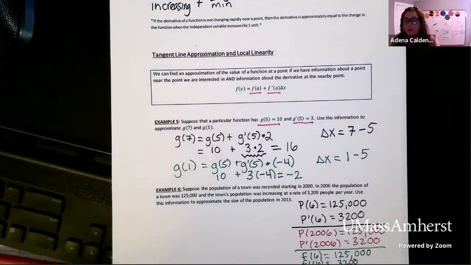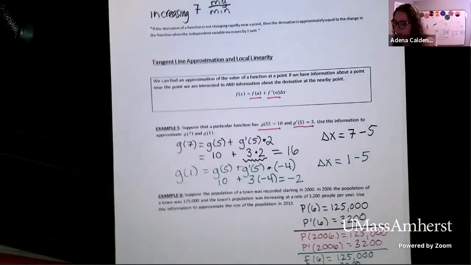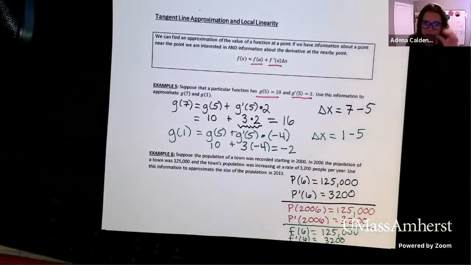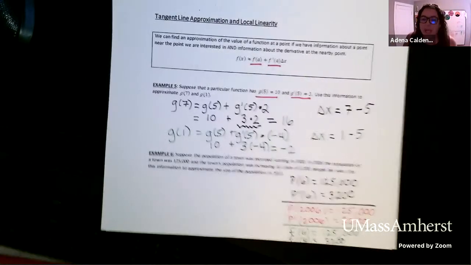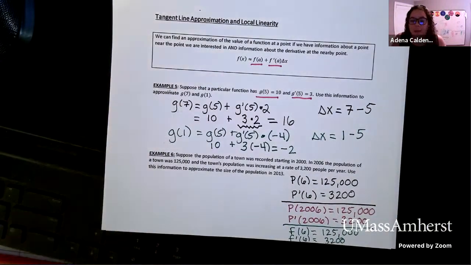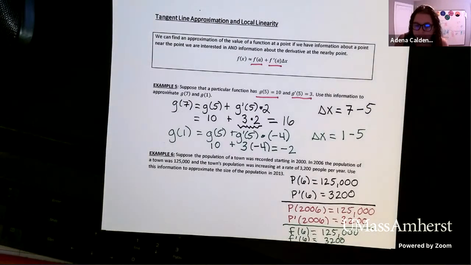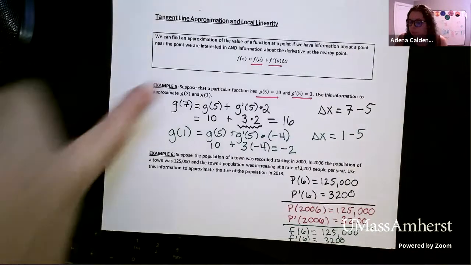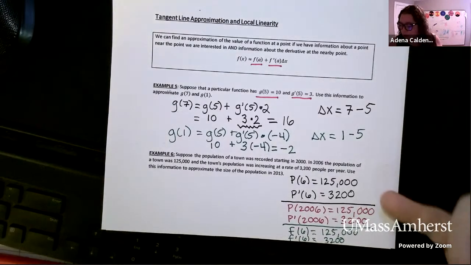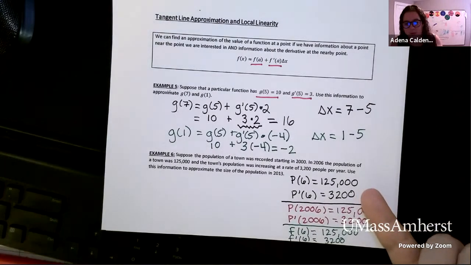All right, so let's talk about this problem. The main thing that we notice here, and the reason we even know to use the tangent line approximation, is that we have information about this population at a particular point in time, and we also have information about the derivative at that same point in time. So what we want to be able to do to use this formula is a way to write the value of this point in time and the derivative. And there's a lot of ways to do this, right? So I used P of 6 is 125,000 and P prime of 6 is 3,200, right?